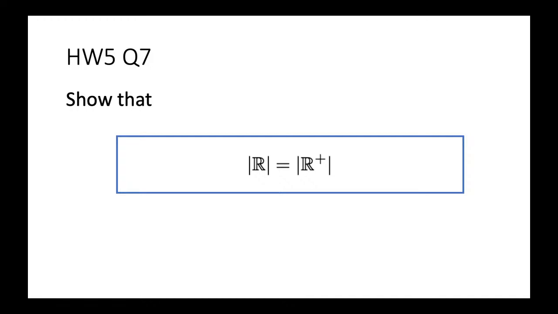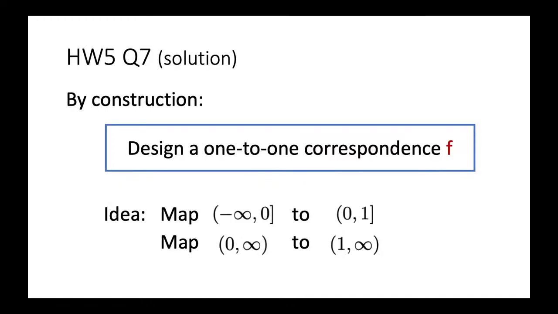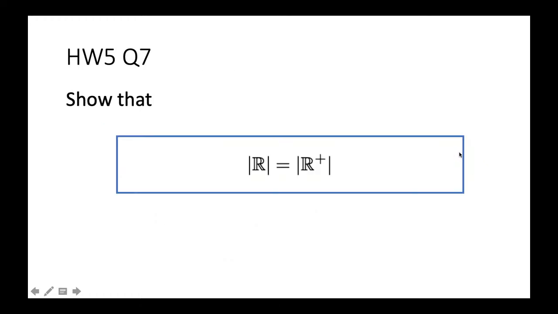Okay, for this one, we can show this by construction. And if you want to challenge yourself, then you can actually skip this tutorial first and think about the problem first. Okay. What I'm going to give you as a solution here is we are going to design a one-to-one correspondence F that maps from this real number set to the positive real number set.